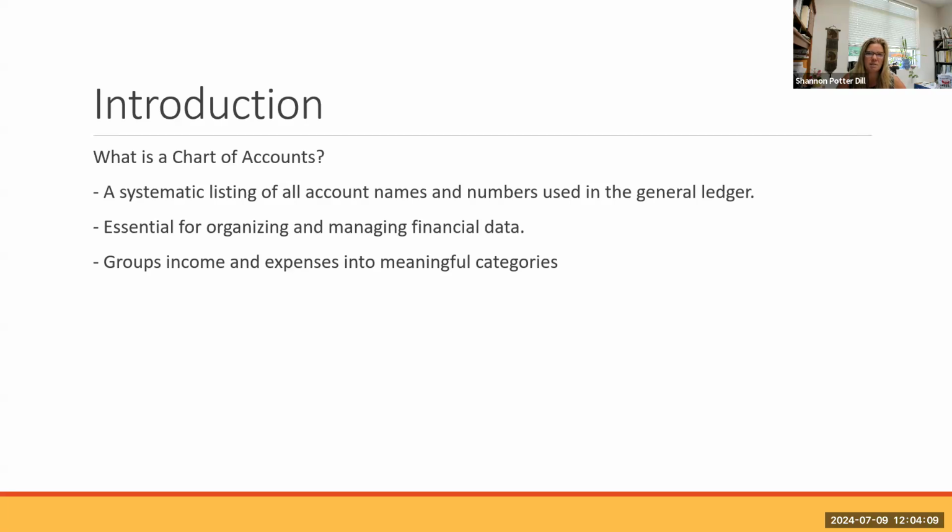And I like that word systematic because it really has you think about how you're going to organize the information that you need to manage your financial data, to be able to make decisions on the farm, to be able to report as necessary, to be able to forecast and plan and estimate. So that chart of accounts is really, really important.